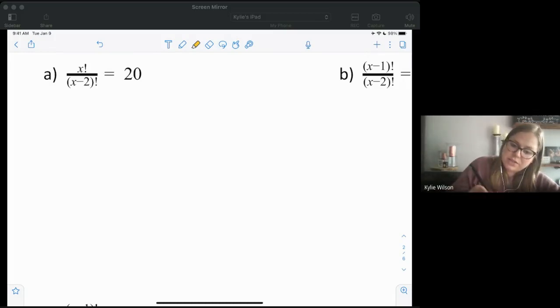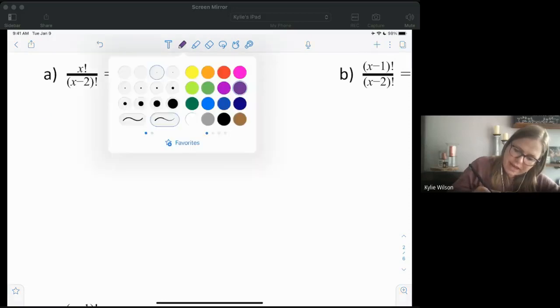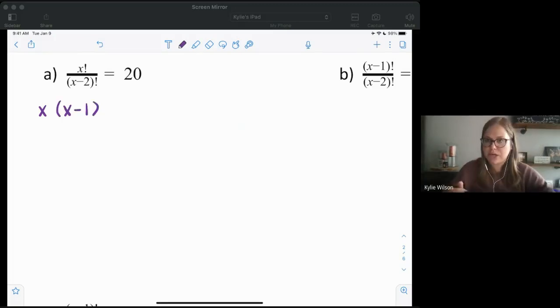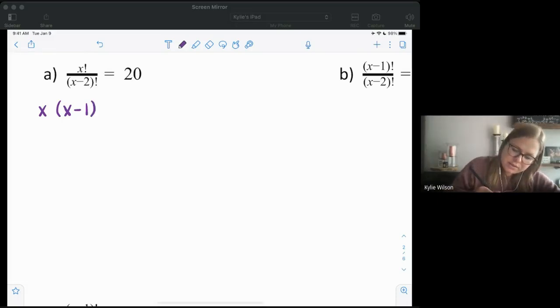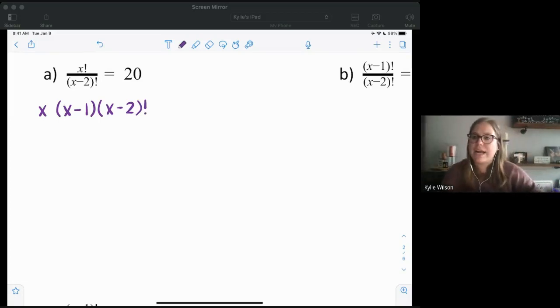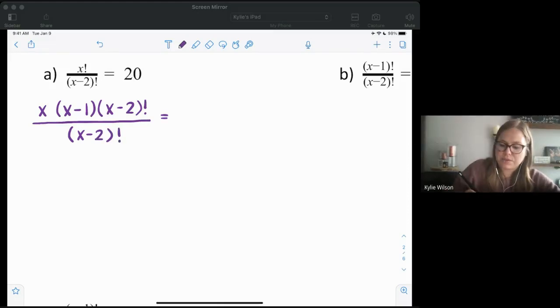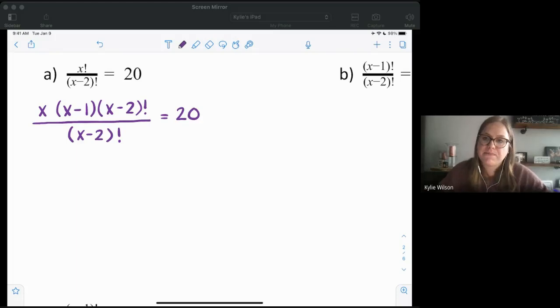So to expand x factorial, we have x, then we multiply it by x minus 1, just like we were doing before, right? We subtract 1 each time. Then we multiply that by x minus 2 factorial. And I can write that factorial because if I were to continue, I would have x minus 3, x minus 4, etc. And I would just keep going. The reason I'm stopping there is because I have an x minus 2 in the denominator, and I would like to cancel those. So that's why I'm stopping there.